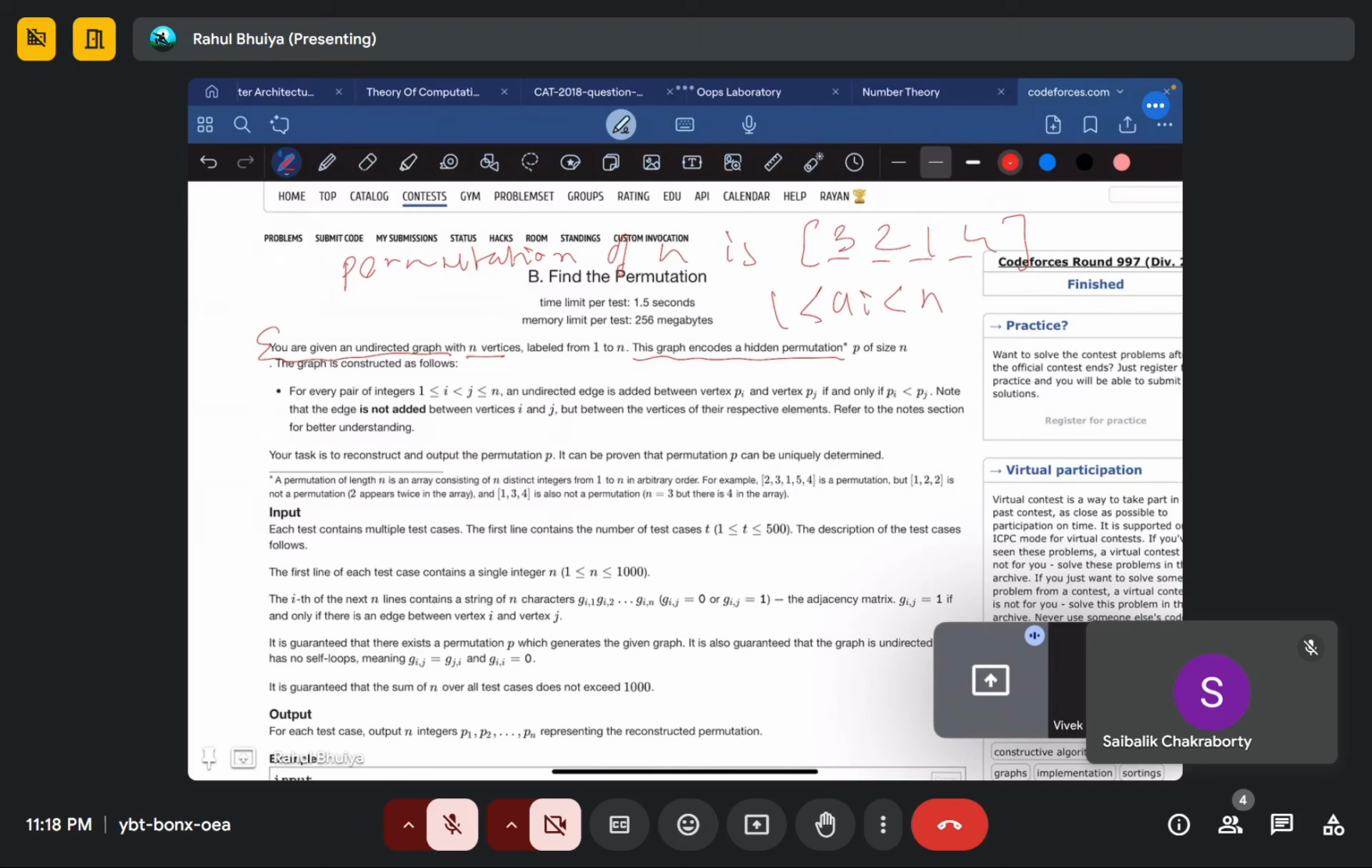So note that the edge is not added between vertices i and j, but between the vertices of the respective values. So what we have said is that if there is an edge like 1 to 2, okay, there is an edge. It will always be in this direction, and it will never be in this direction. It is said in this manner.